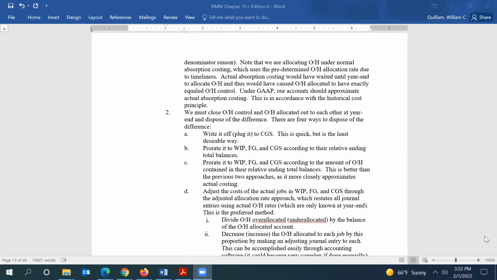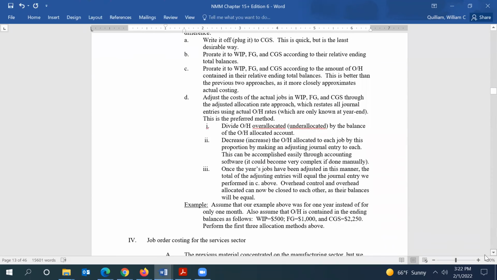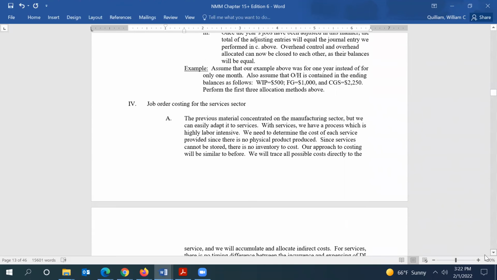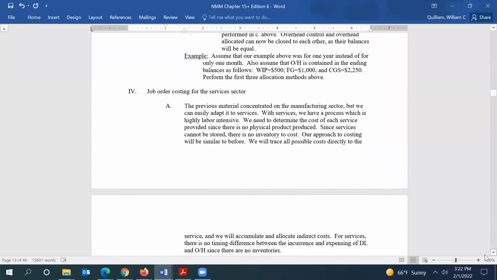Okay, just a little bit more here to finish up. Job order costing for the service sector. Basically, I'd like for you to know this. I can sum this up. Yes, indeed, we do want job order costing in the services sector.